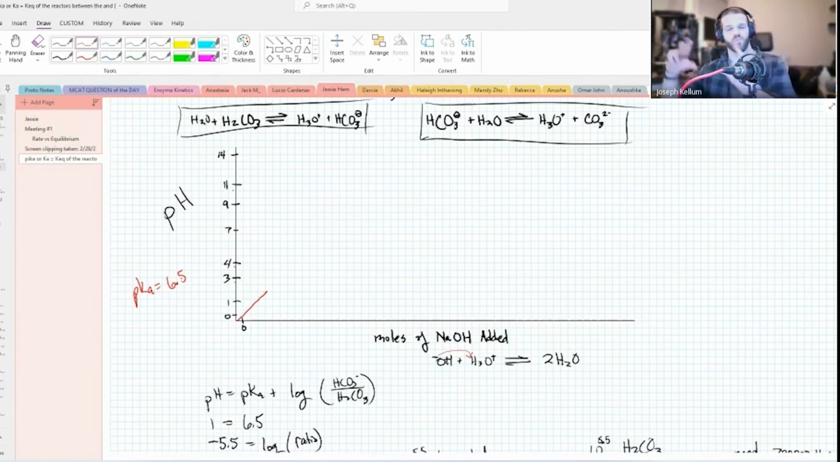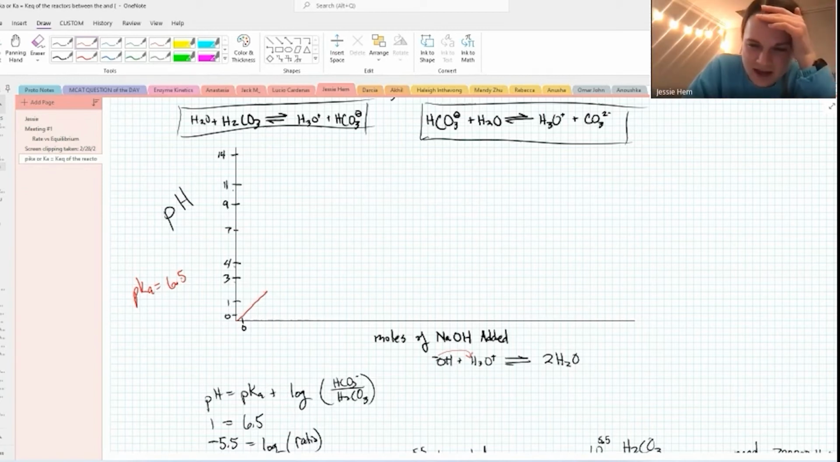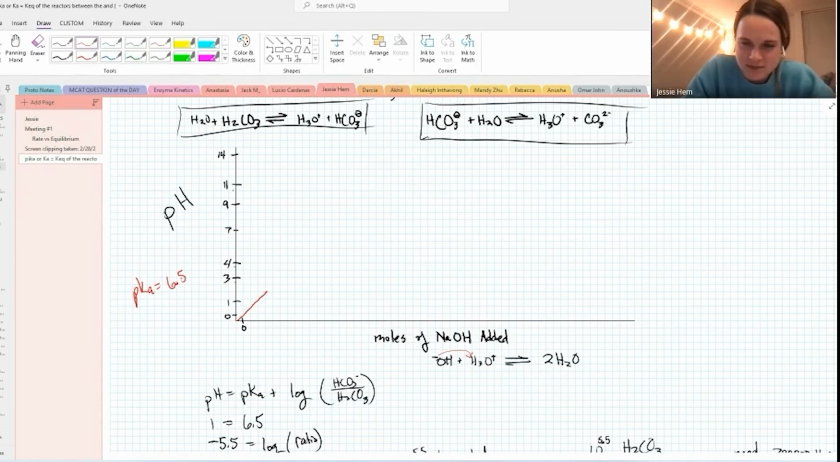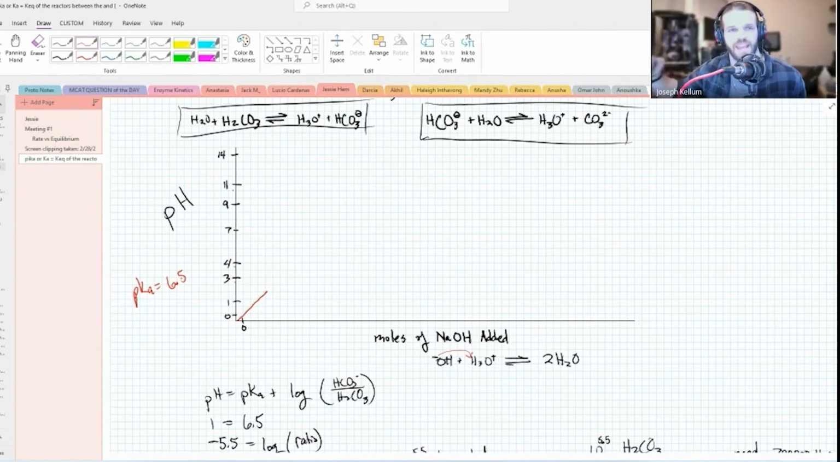So the acid is like this reservoir of H3O plus that doesn't get realized until we get near the pH where that acid wants to dissociate, which is the pKa. Because the pKa is the pH at which the acid is 50% dissociated.